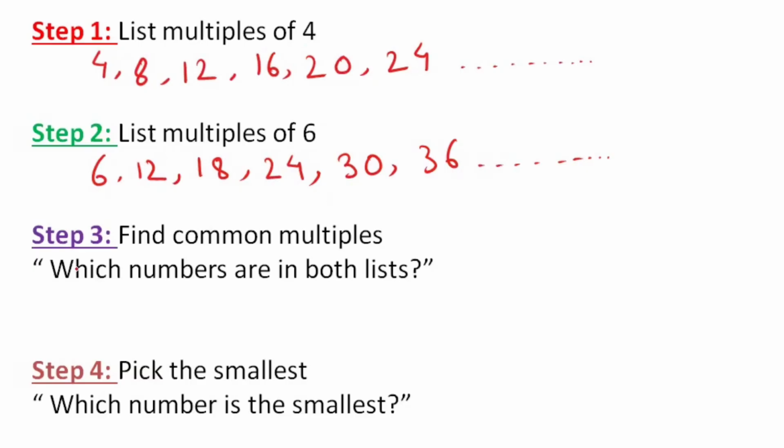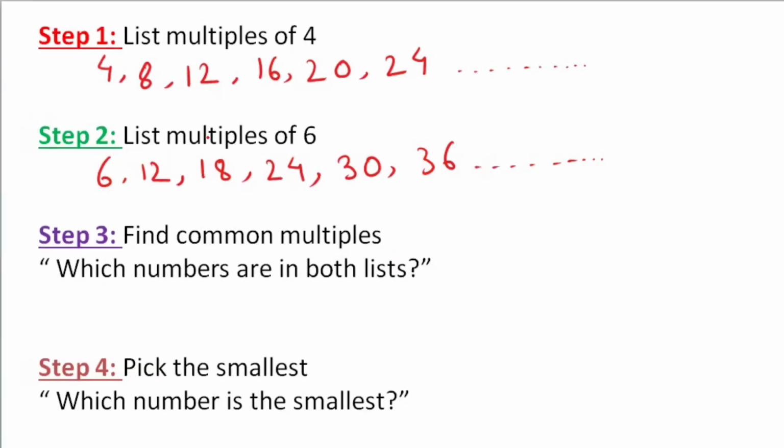Now in the third step, it says find common multiples. Where do we have to find common multiples? In both these lists, the multiples of 4 and the multiples of 6, we have to see which numbers are in both lists. Here it is 12, it is also 12. Then here it is 24, it is also 24. So which numbers are common in both lists? 12 and 24.